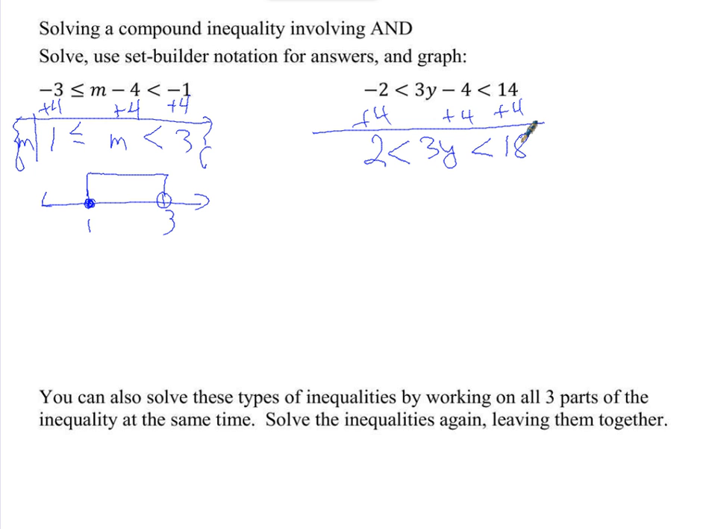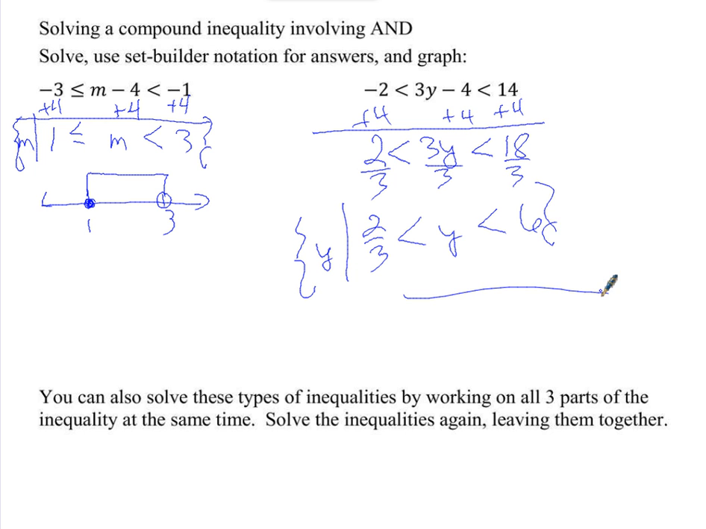And now I want just y by itself. Divide by 3 here to get y by itself. So that means I'm going to divide the outsides by 3 as well. Yep. Less than 6. That's already all set for set builder notation. My variable's y.